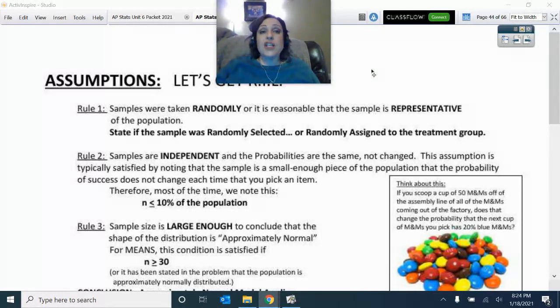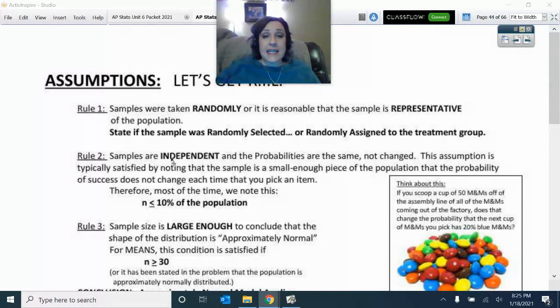Okay, so the first one is about random. The R stands for randomness. And what we want is to state if our subjects were randomly selected, or if it's an experiment, we want to say that they were randomly assigned to the treatment group. If it's just a study, then we want to have this random selection so that we're showing that they are representative. Okay, R is the random.